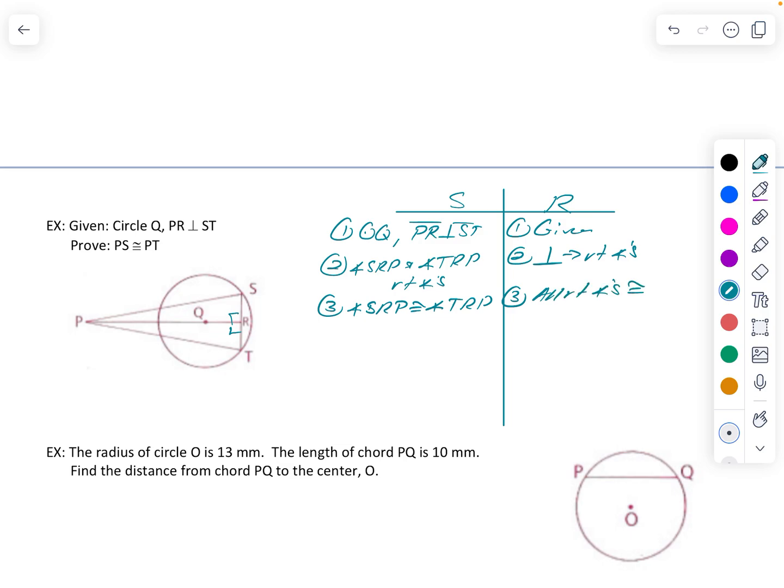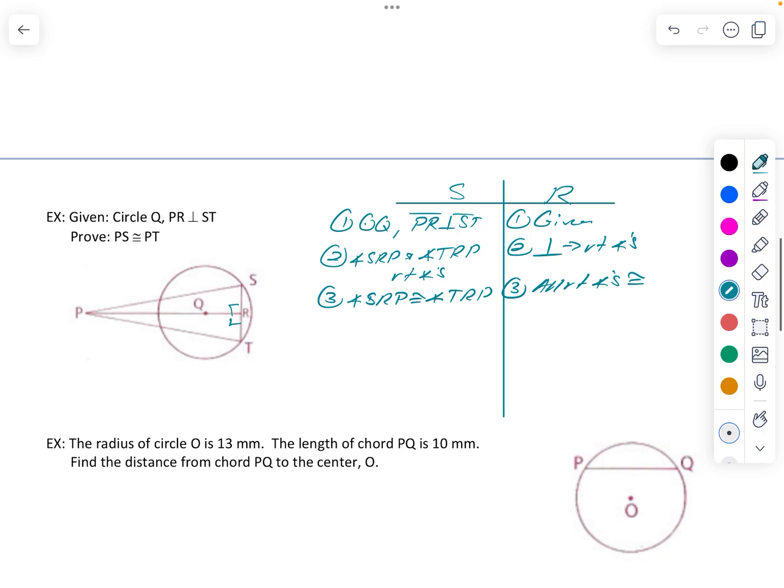Now, we are going back to our congruent triangles here because what we want to prove ultimately is PS congruent to PT. And to do that, you can see they're part of the two triangles there. So if we're focusing on congruent triangles, we could say PR congruent to PR, and that's reflexive.